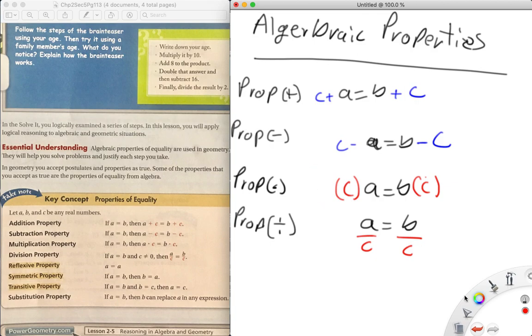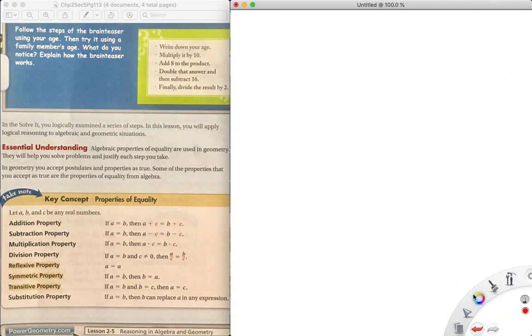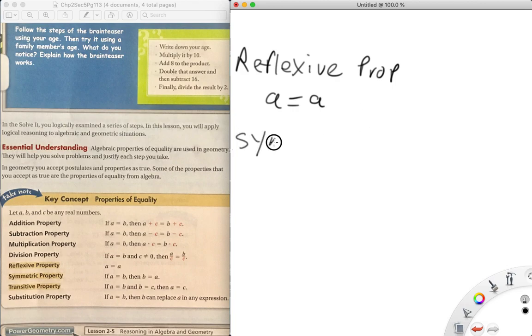Okay. Other properties that you've been exposed to, reflexive property, and we're actually going to see this quite a bit in proofs, so we should get used to this. This is the reflexive property of equality. And all it says is that any number or letter or value or quantity equals itself. And that's it. Anything equals itself. 5 equals 5, 2 equals 2, 3 equals 3, 4 equals 4.